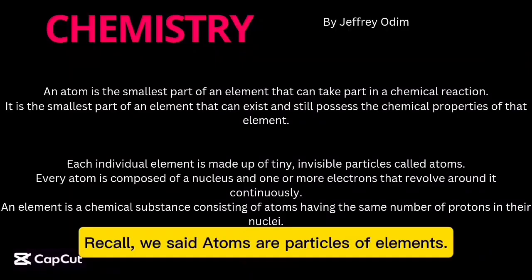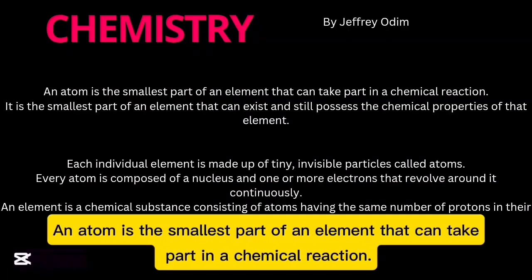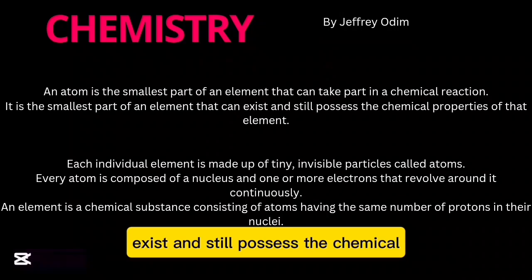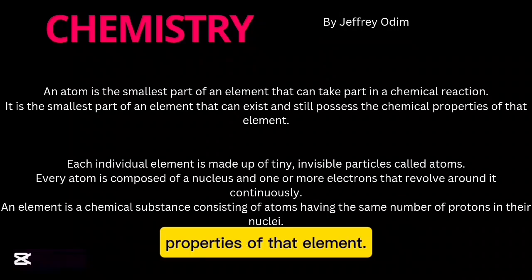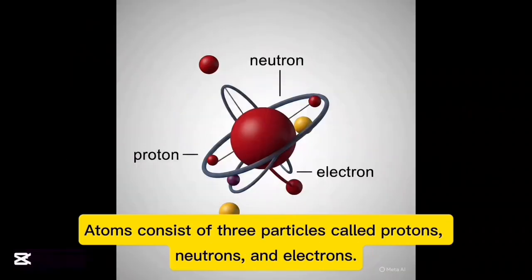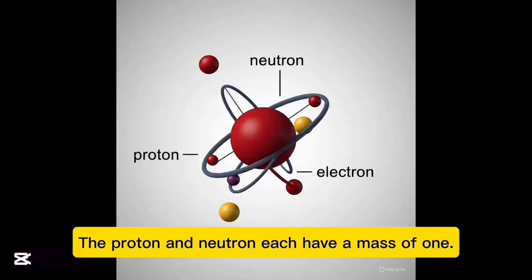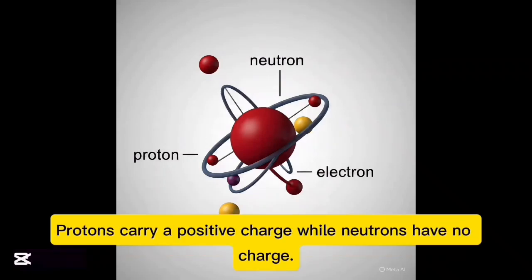Atoms. Recall, we said atoms are particles of elements. An atom is the smallest part of an element that can take part in a chemical reaction. It is the smallest part of an element that can exist and still possess the chemical properties of that element. Atoms consist of 3 particles called protons, neutrons, and electrons. The nucleus is made of protons and neutrons. The proton and neutron each have a mass of 1. Protons carry a positive charge while neutrons have no charge.